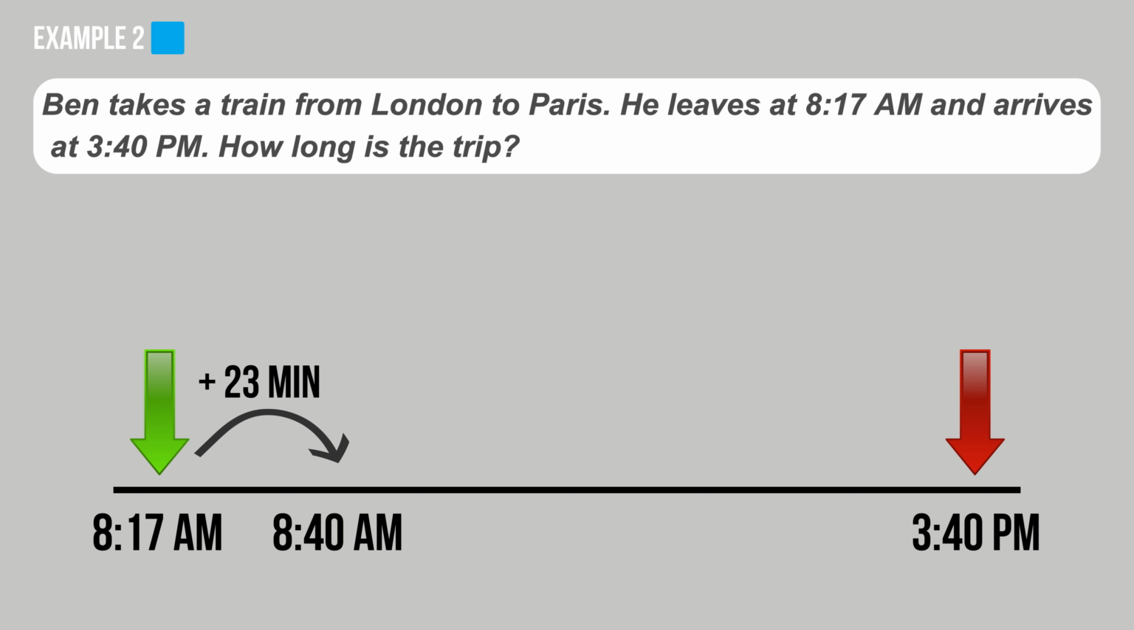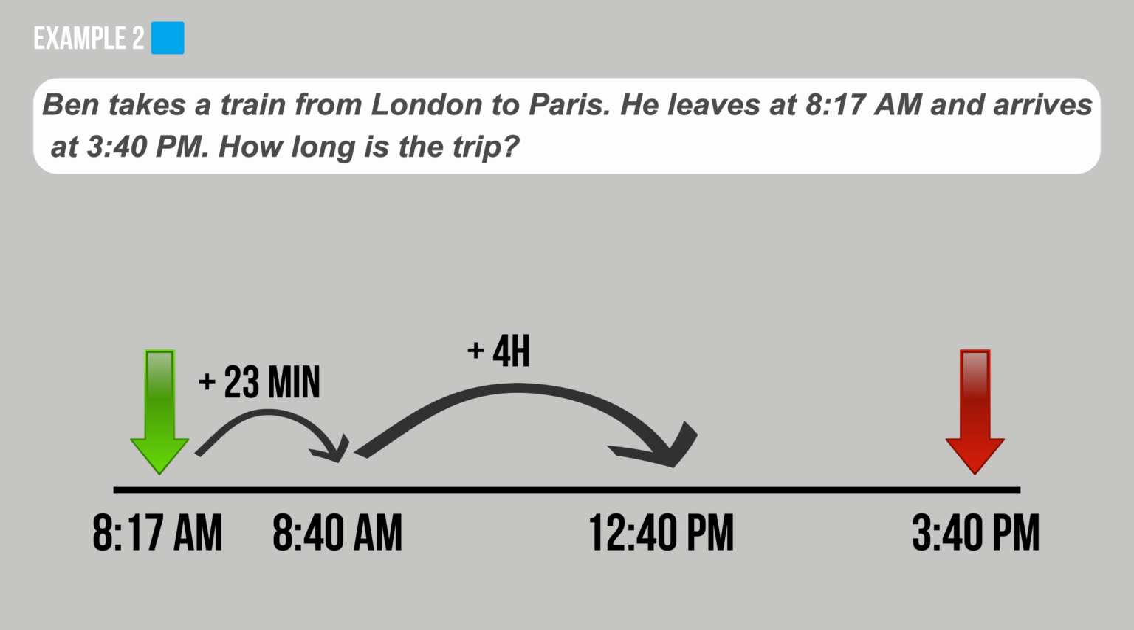Alright, let's jump another 4 hours. Our new time would be 12:40 p.m. So we're slowly getting there. One more jump. From 12:40 p.m. to 3:40 p.m. we need 3 more hours. Now finally we reached our end time.